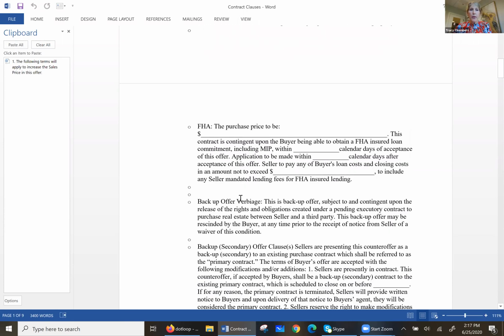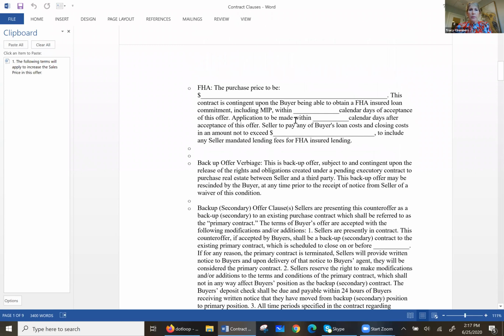Yeah. So FHA, you're just going to write in here purchase price. I very rarely ever see this anymore. Who knows what the... It only used to be... There were some more costs involved if you were the sellers accepting an FHA.